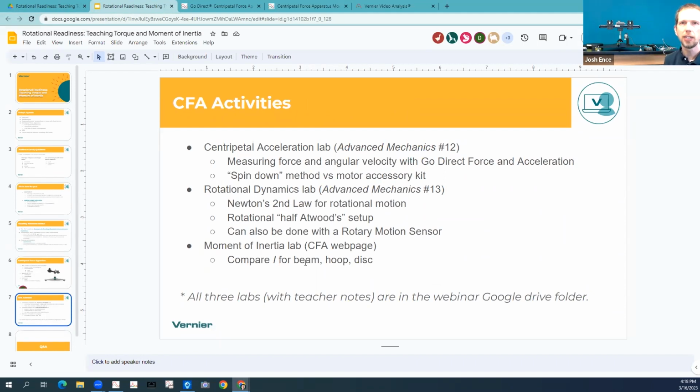You'll see that in the Google Drive folder, there are 3 documents for this particular lab. There's the instructor notes, which is just what you'd think it would be. But then there are 2 versions of this lab. The first version, the original version, was what I call a spin down method of collecting data. And the second version uses the motor accessory kit. I'm going to talk through both versions for a minute here.